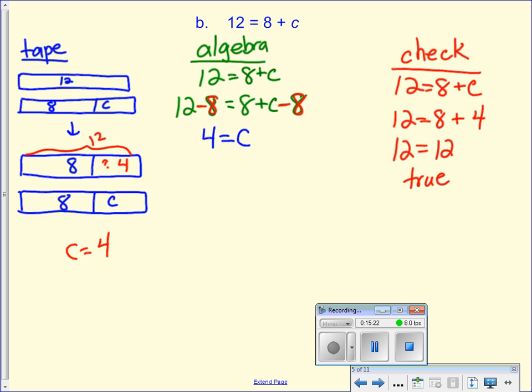If that was 12 equals 14, 12 does not equal 14. So that means C does not equal 4. So it means I made a mistake somewhere. Maybe my mistake was in the check. Maybe my mistake was in my algebra. Maybe my mistake was copying it wrong. But you still have to go back and find it.